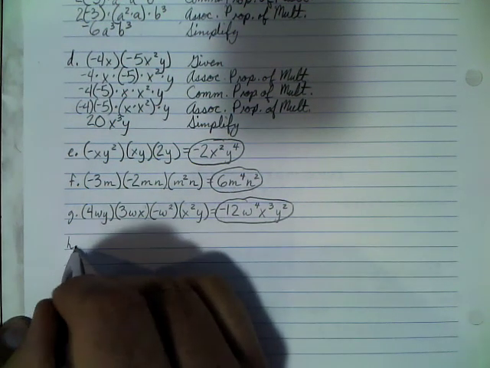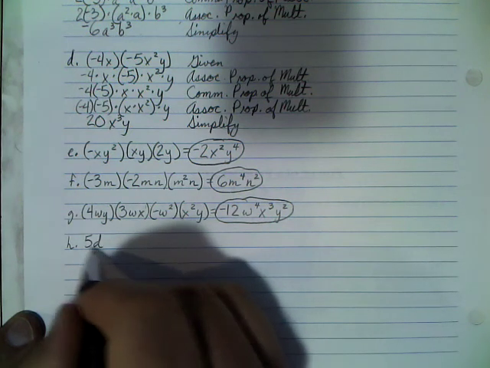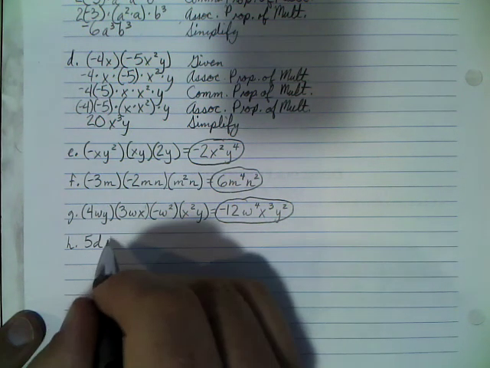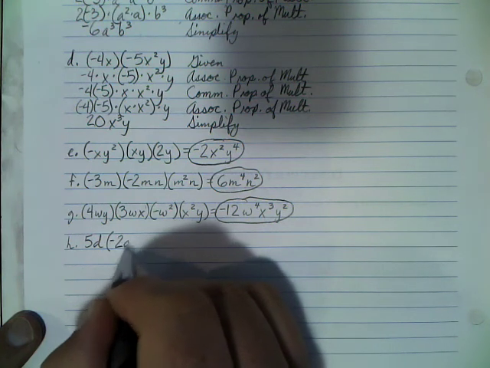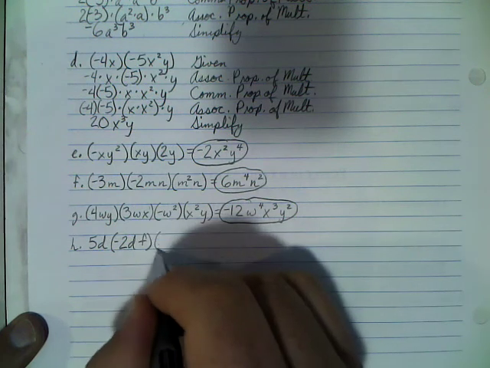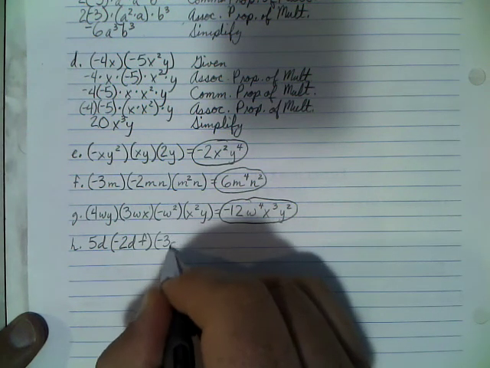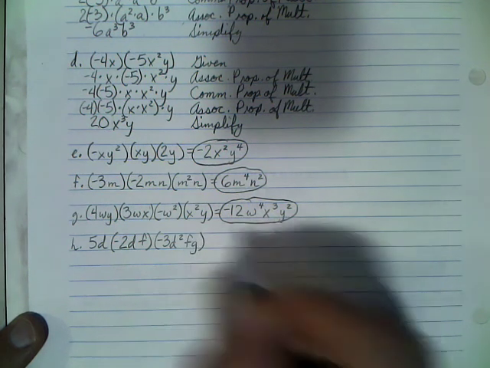H. H says 5d, so even though that's not in parentheses, that's my first term here, times negative 2df, and then times that with a negative 3d squared fg.